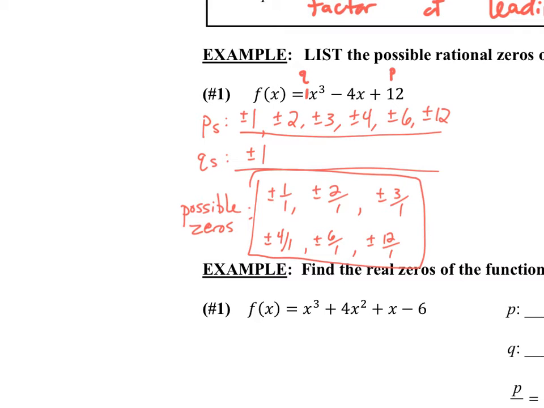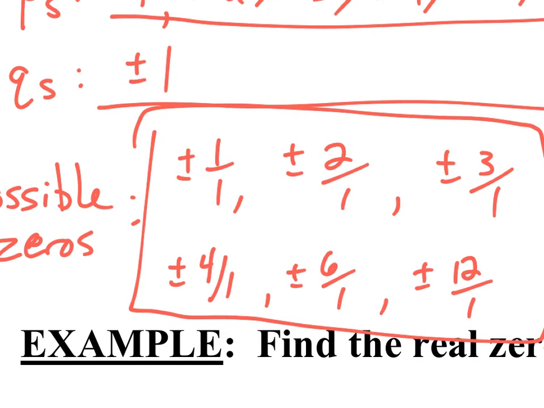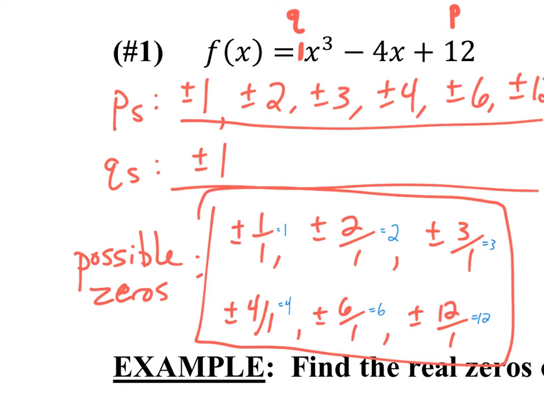By the way, you could reduce this. I'm just going to show you. Instead of saying 1 over 1, you could just say 1. In 2 over 1, you could just write down 2. 4 over 1 is just 4, 6 over 1 is just 6, 12 over 1 is just 12, and 3 over 1 is just 3. So you don't have to say over 1. I'm just doing that to show you that the Q is 1, so P's over Q's would be all the P numbers over 1.